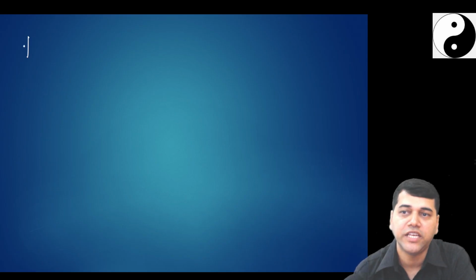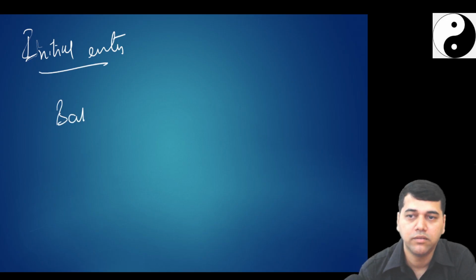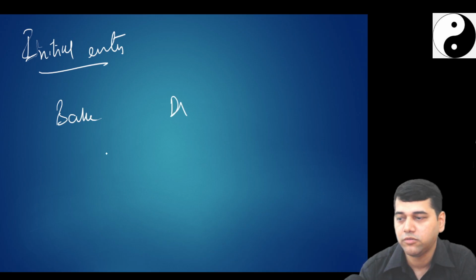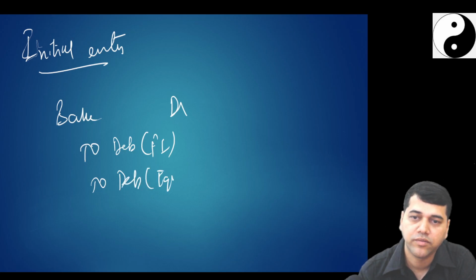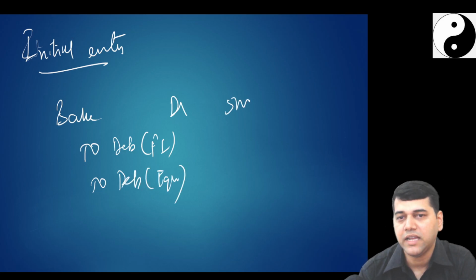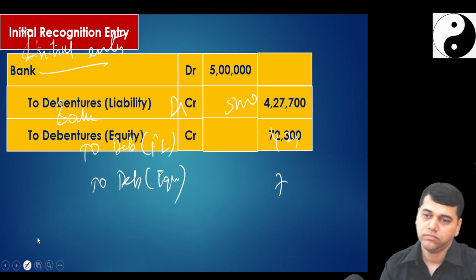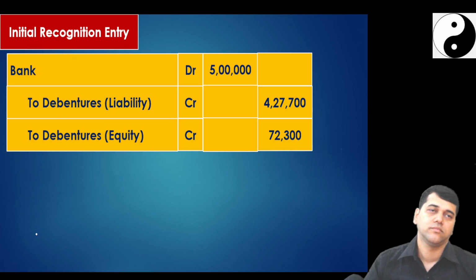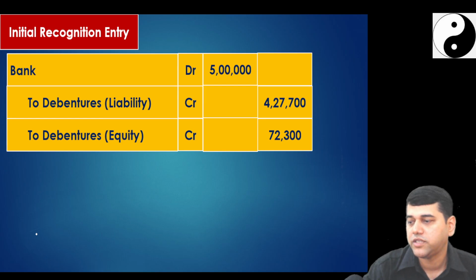Pass the initial entry. What is my initial entry? Simple. Now, any kid will know. Bank account debit to debenture financial liability, to debenture equity. 5 lakh, 4 lakh 27, 72, 300. These are my accounting entries. Yes, the first part of the question they asked.